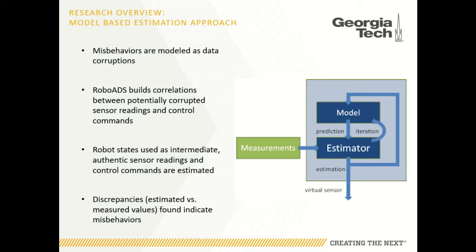The researchers used a model-based estimation approach. Misbehaviors were modeled as data corruptions. The RoboADS system builds correlations between potentially corrupted sensor readings and control commands. The robot states were used as intermediate authentic sensor readings, and control commands were estimated. And then discrepancies between estimated versus measured values were how misbehaviors were indicated.